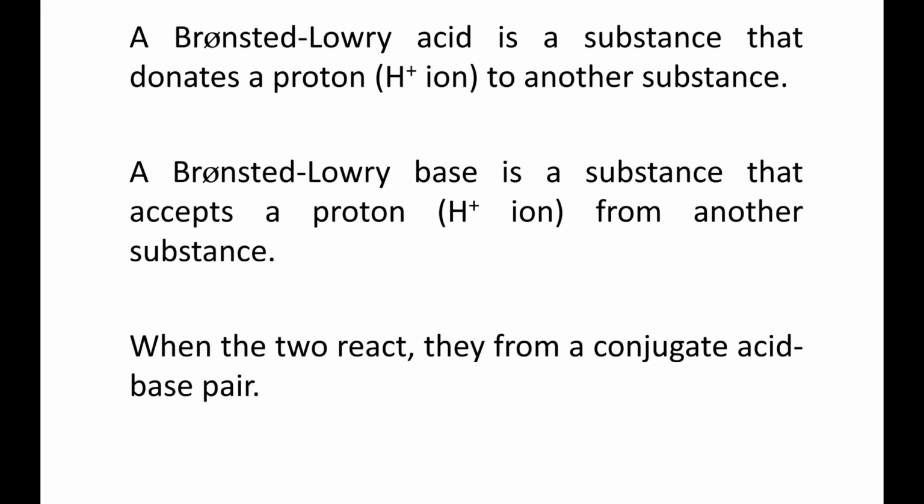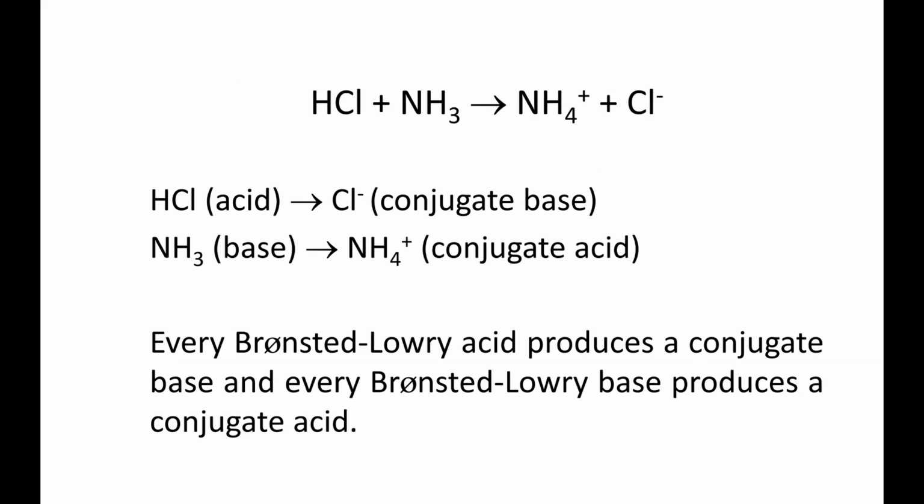Okay, so a Brønsted-Lowry acid is a substance that donates a proton, which, as I said, is a hydrogen ion, to another substance. So it gives it away. A Brønsted-Lowry base is a substance that accepts that proton from another substance. When the two react, they form a conjugate acid-base pair. Okay, so let's look at it.